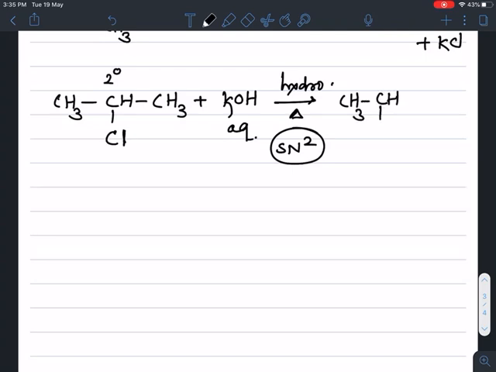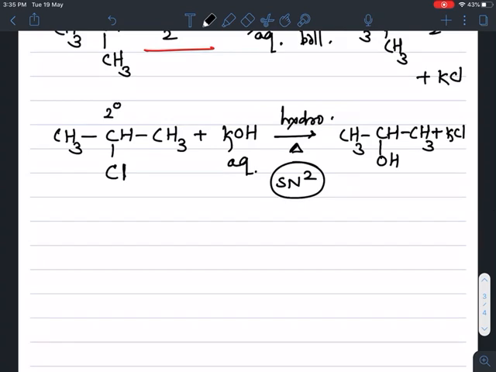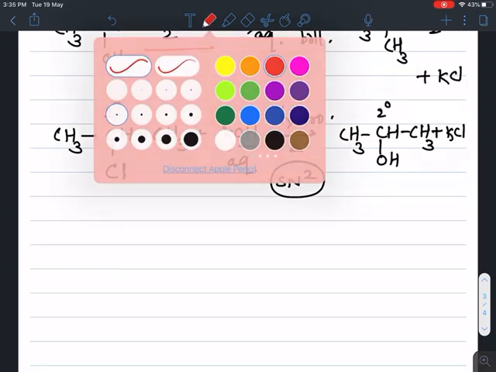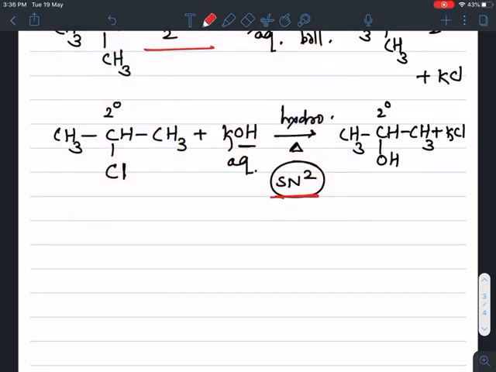Cl is replaced by OH, and the remaining alkyl group is as it is, and what is the byproduct? KCl. So when secondary alkyl halide is treated with aqueous KOH, that is a strong nucleophile containing reagent, it gives the corresponding secondary alcohol, and it shows the SN2 reaction mechanism. But the same reaction takes place with a polar protic solvent, that is H2O.